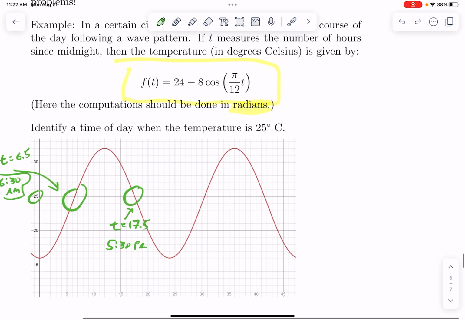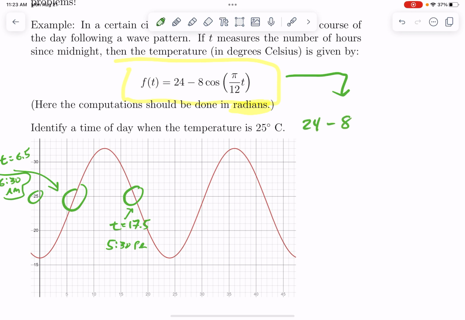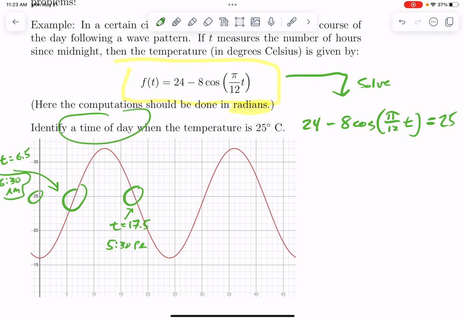Well, let's use our formula. So I want to know when is the temperature. This whole thing is the formula for the temperature. Even though I'll ultimately use my calculator, I want to write out a lot of this. I want to know when is that temperature equal to 25. I'm going to solve this for time, right? A when question means what time. Identify a time of day. So we're going to solve for t.